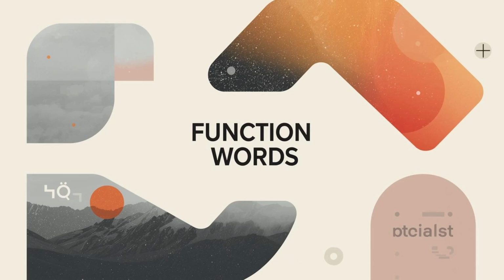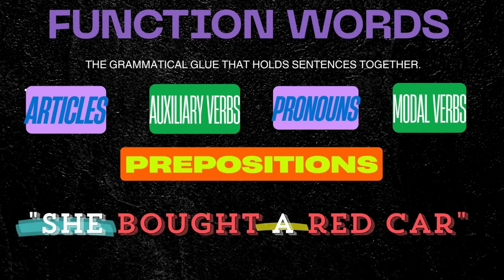On the other hand, function words are the grammatical glue that holds sentences together. They don't carry much meaning on their own, but help express the relationship between content words. These include articles: a, and, the; prepositions: in, on, at; pronouns: I, you, she, it; auxiliary verbs: be, have, do; and modal verbs, among others.